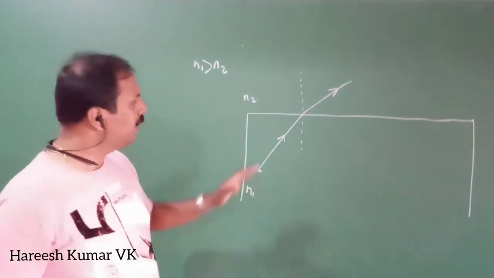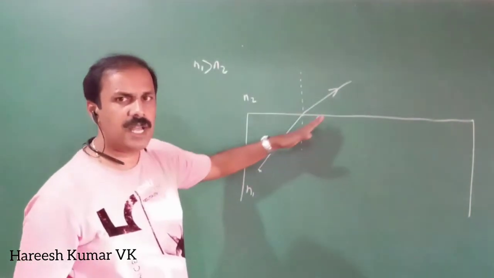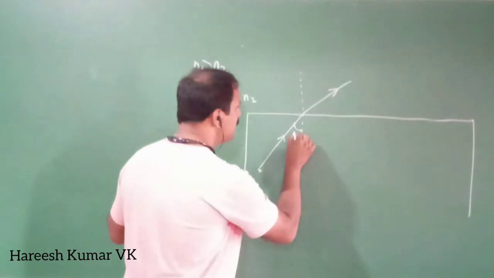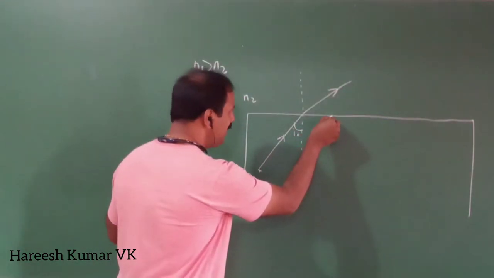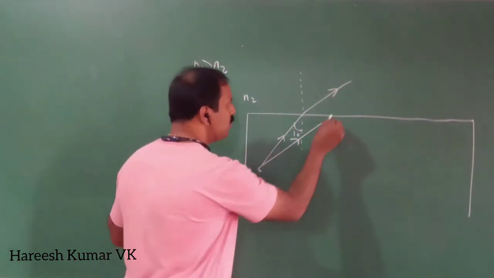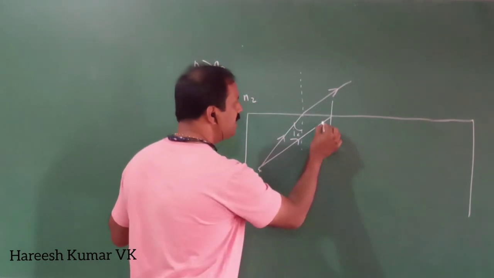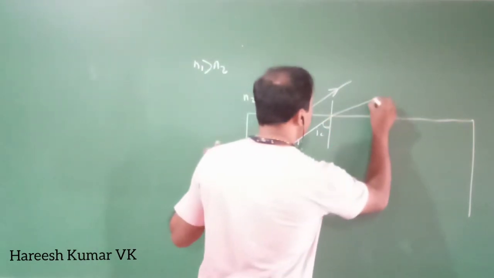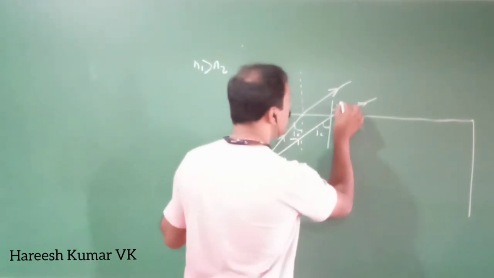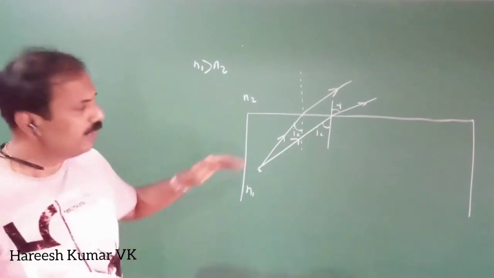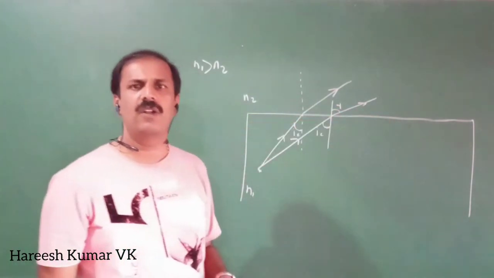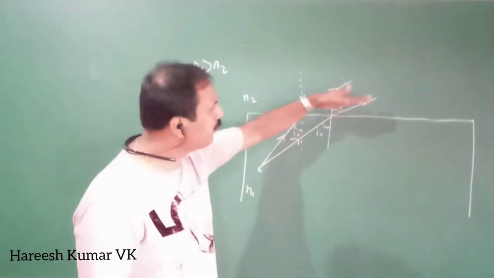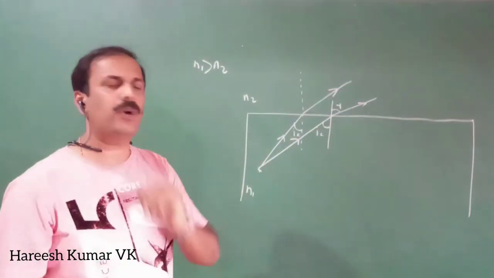Now think about the light moving with a larger angle. Our angle of incidence is this one, IC. If the angle of incidence is increased a little bit, what will happen? Naturally the angle of refraction, R, also will increase. Now if you increase it again and again, what will happen? At a particular situation, the angle of refraction will become 90 degrees. That point is very, very important.